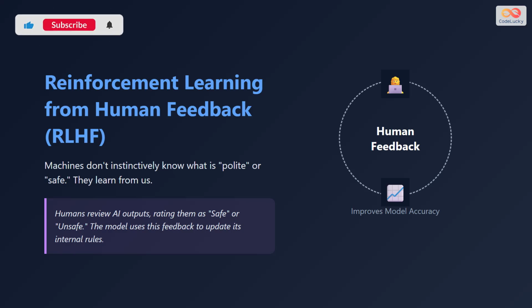Machines learn from us. Through a process called reinforcement learning from human feedback, human reviewers rate AI outputs as safe or unsafe. This data helps train the model to make better decisions on its own in the future.